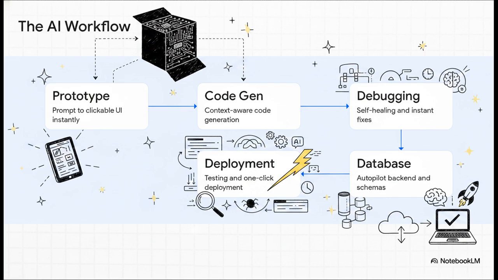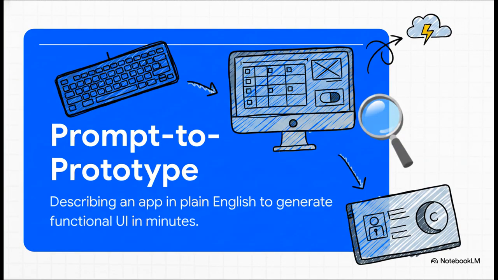Let's look at them. Step 1, prompt to prototype. Say goodbye to the absolute terror of staring at a blank file. Instead, you just describe your app in plain English. Imagine typing, "Hey, build me a project management dashboard with a Kanban board and dark mode." Boom. Within minutes, AI generates a fully functional, clickable UI. You aren't sketching anymore, you're interacting.